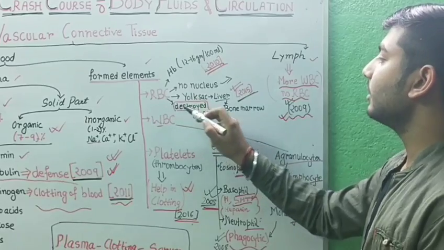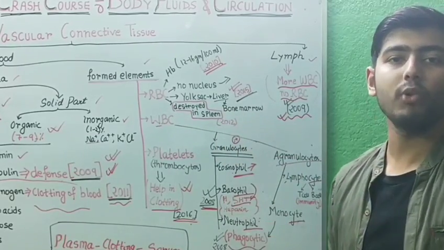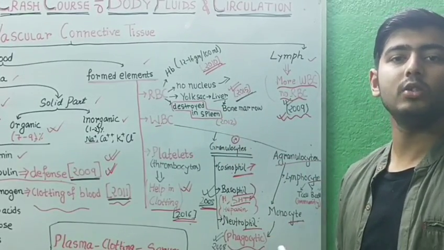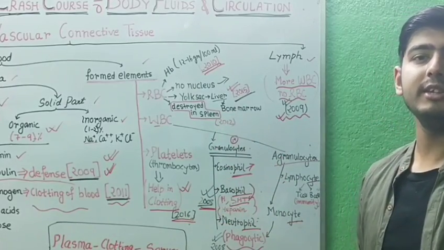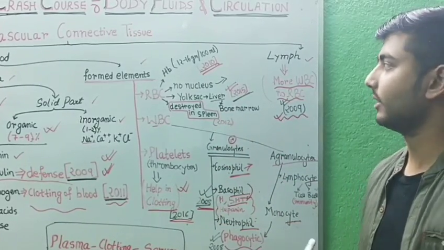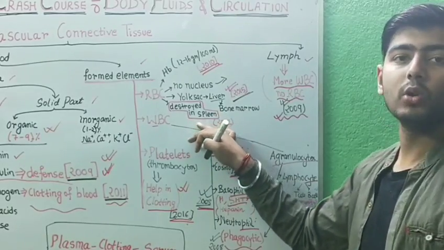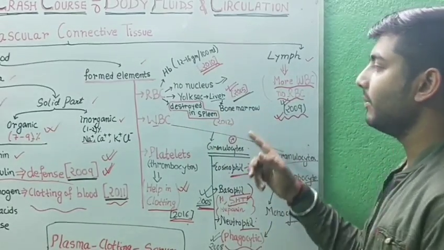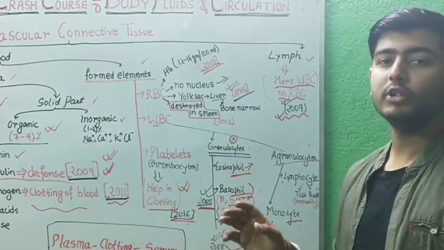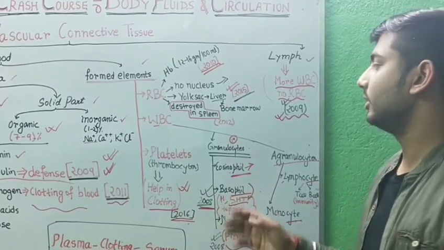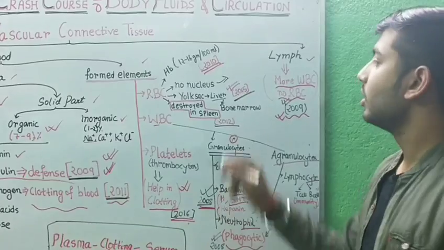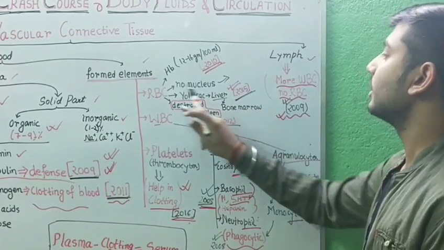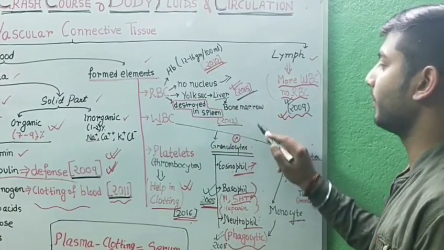Now RBCs were destroyed in spleen. When their lifespan is over, then they were destroyed in spleen. For your information, RBC's lifespan is about 120 days. So spleen is also called as graveyard of RBC. Question came in the pattern, which of the following is known as graveyard of RBC? So the answer will be spleen. This question came in 2012. So mature RBC lacks nucleus. They were formed in yolk sac, liver, bone marrow.